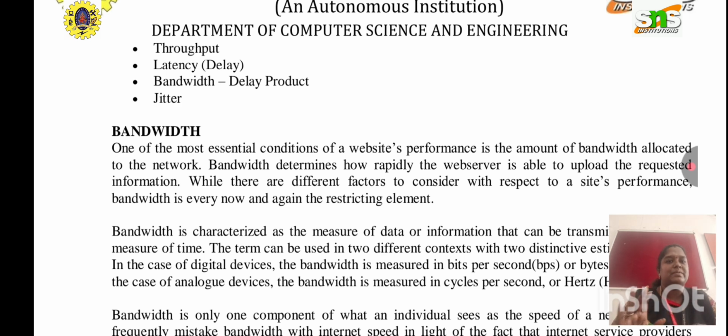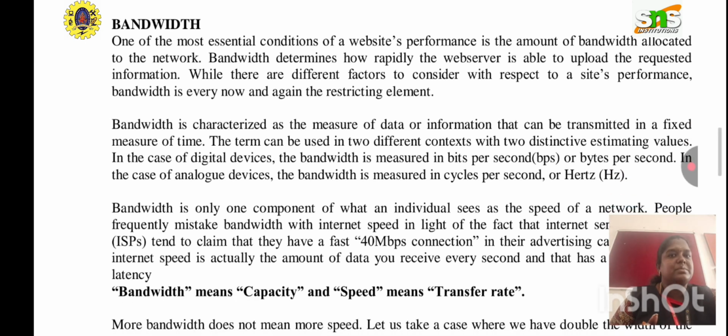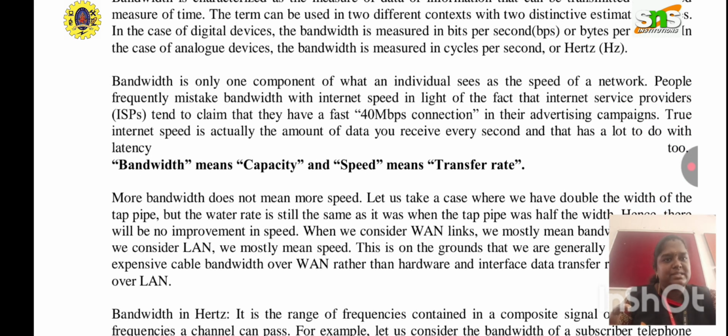Bandwidth is a characteristic that measures the amount of data and information that can be transmitted in a fixed measure of time. That amount of data transmitted from one system to another is the bandwidth. There are two different contexts. Bandwidth is measured in bits per second or cycles per second, hertz. Bandwidth means capacity, speed, and transfer rate. For example, a 40 Mbps connection.